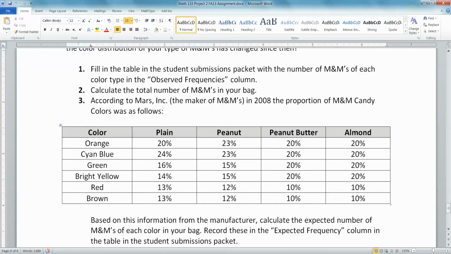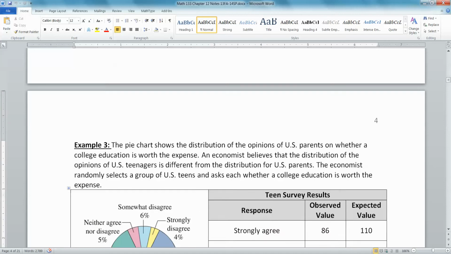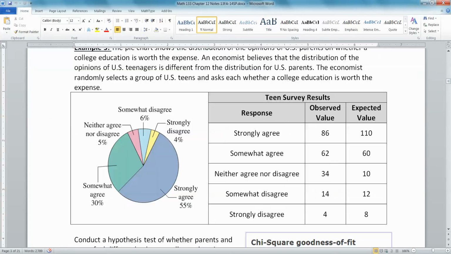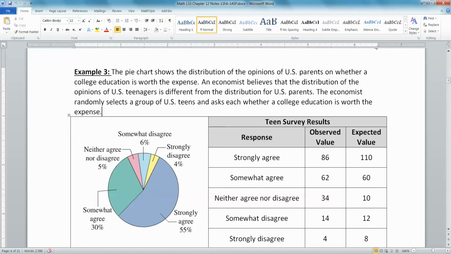So what I'm going to do is show you how to do a goodness of fit test from the notes right here. This was page 4 of the chapter 12 notes, but of course that's not what it is in the course pack. So if you just open up the course pack and look for 12.1 and then get a couple pages into it, you should see this pie chart problem.